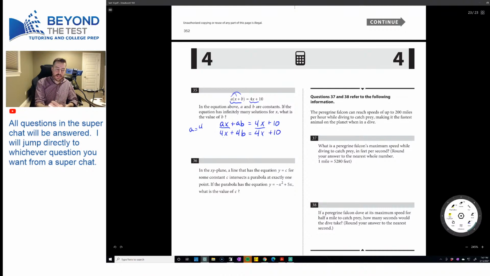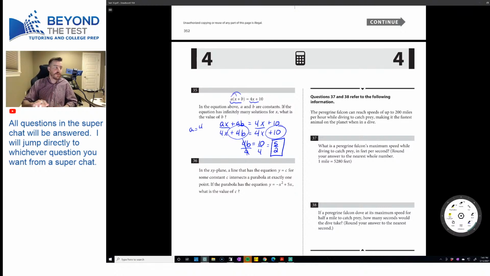Okay, so now 4x equals 4x, which means then that 4b has to equal 10. In order for these to have infinitely many solutions, they have to be the exact same. So we could just take 4b, set it equal to 10, and then just divide both sides by 4. And if I reduce that down, I could divide both those by 2. It would just be 5 over 2. And there's our answer, which you can also write as 2.5. The test will take either answer. Either one of those would be acceptable.